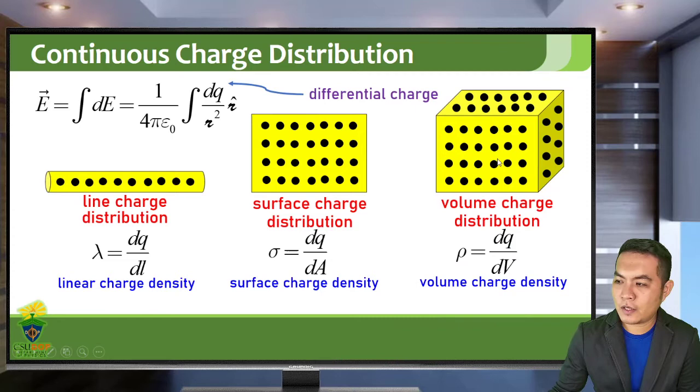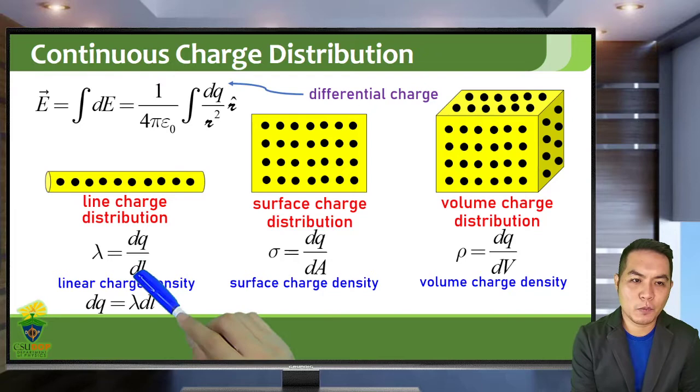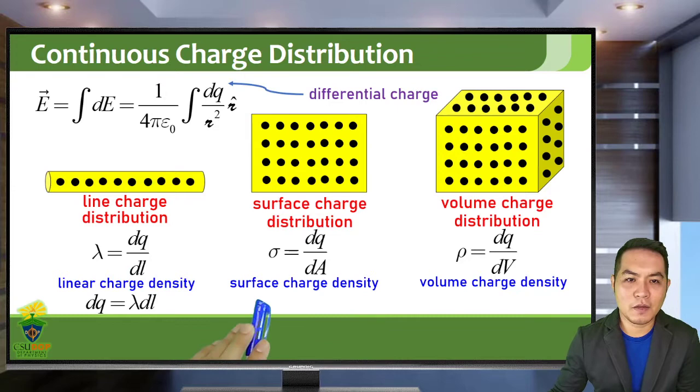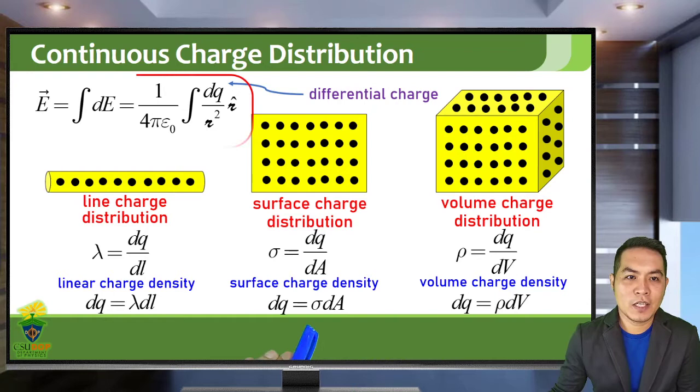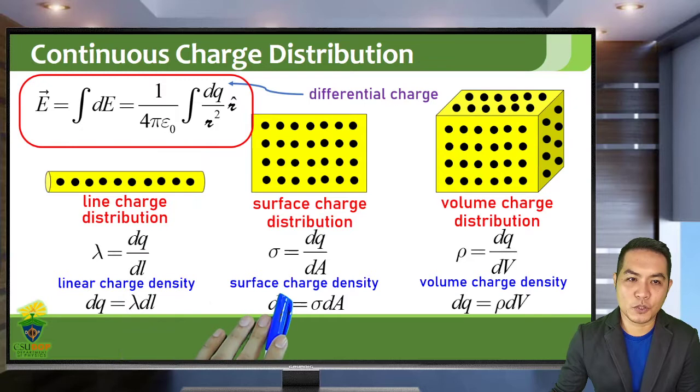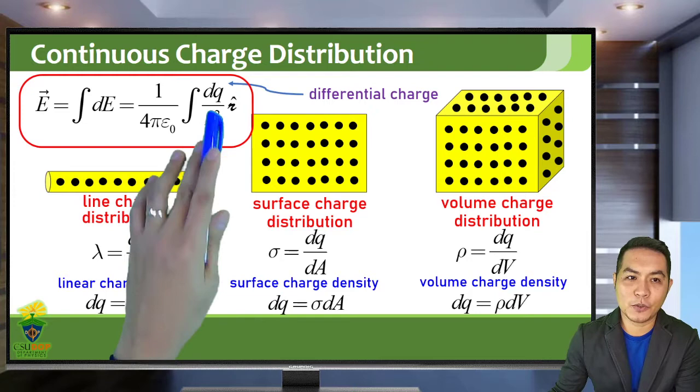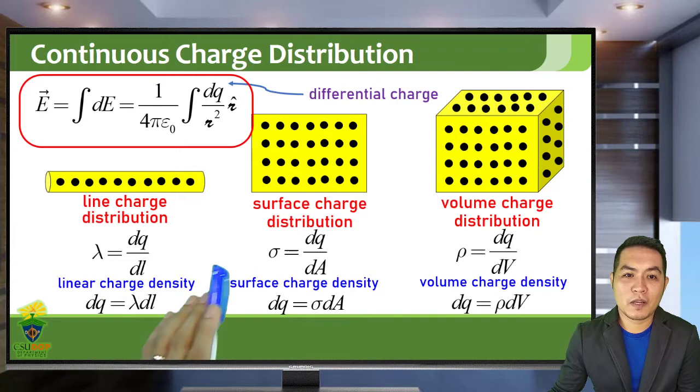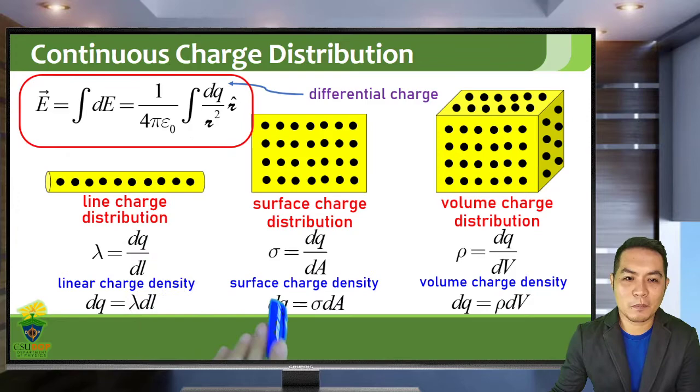So you will see here from the linear charge density equation that dQ is just equal to lambda dL. Similarly, for a surface charge distribution, dQ is sigma dA, and for a volume charge distribution, the differential charge is rho dV. So this is actually our Coulomb's law equation for continuous charge distribution. You just need to replace your differential charge dQ with any of these three depending on the problem. So if the problem is a surface charge distribution, you need to replace dQ here in the integral by sigma dA, and so on.